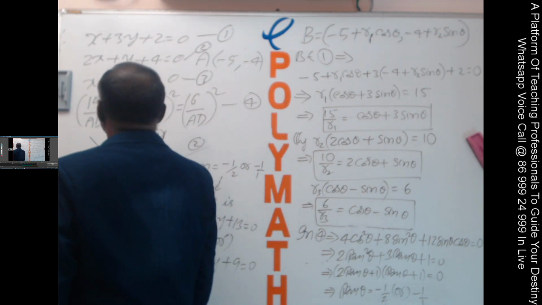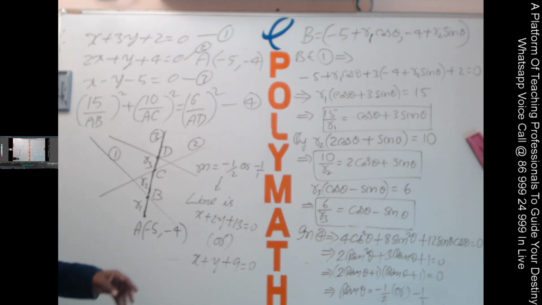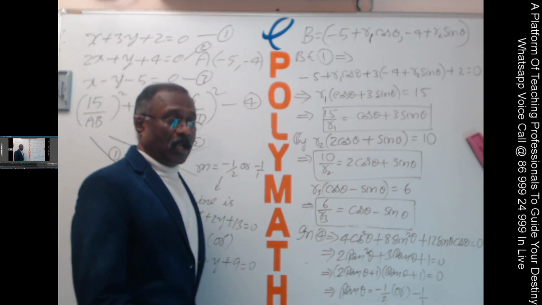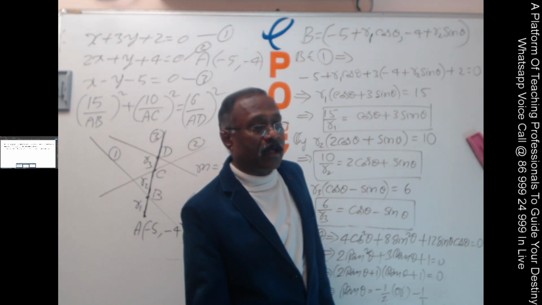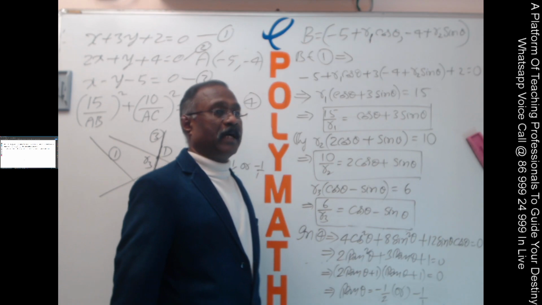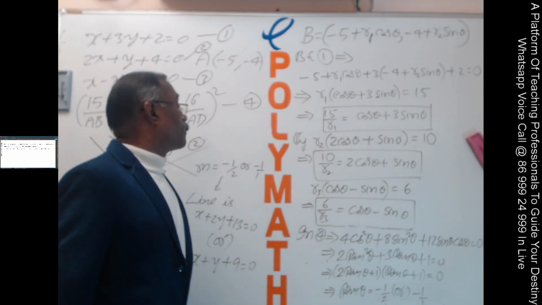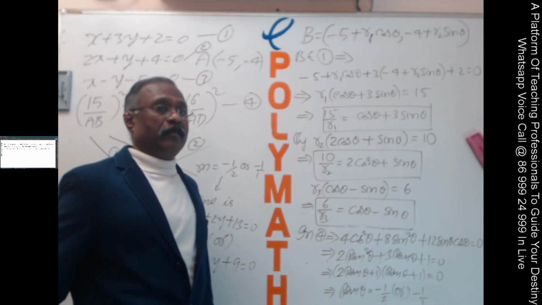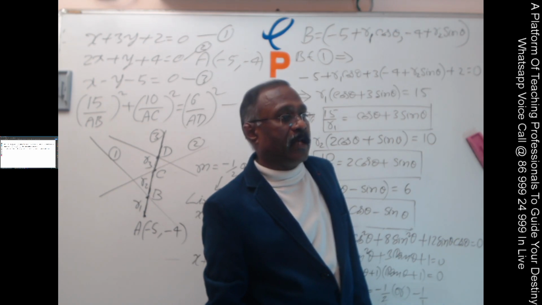the lines x plus 3y plus 2 equal to 0, 2x plus y plus 4 equal to 0, x minus y minus 5 equal to 0. And the point is given to be minus 5, minus 4. Let me check once the point there, that is point is minus 5, minus 4, x plus 3y plus 2, and 2x plus y plus 4, and x minus y minus 5. They are correct.